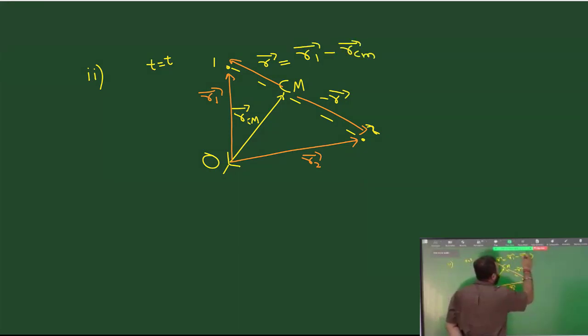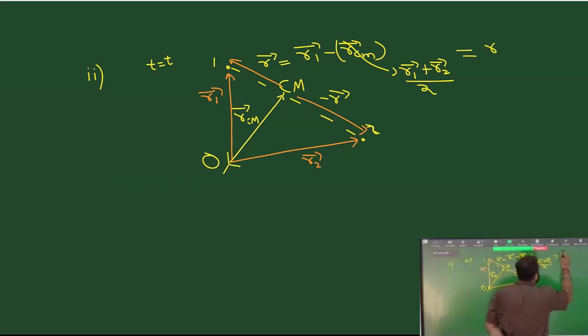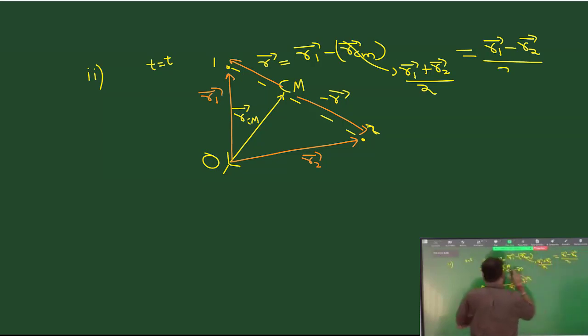And because they are equal masses, R_CM is simply (R1 plus R2) divided by 2. So what comes up is (R1 minus R2) divided by 2. So with respect to center of mass, his position vector is this. And the other guy, this minus R, is the negative. So this is (R2 minus R1) by 2. Now, fine.